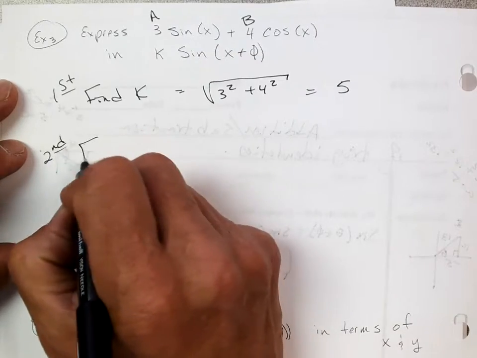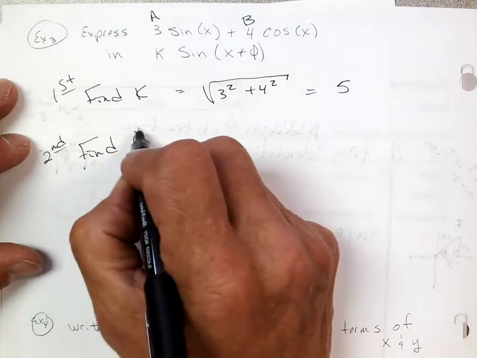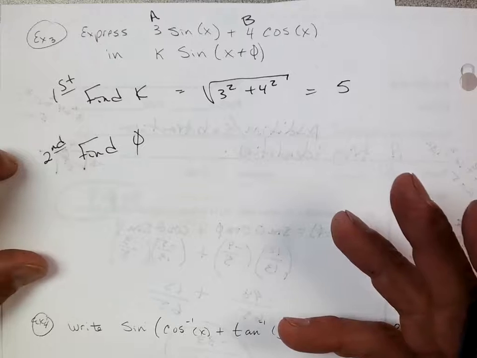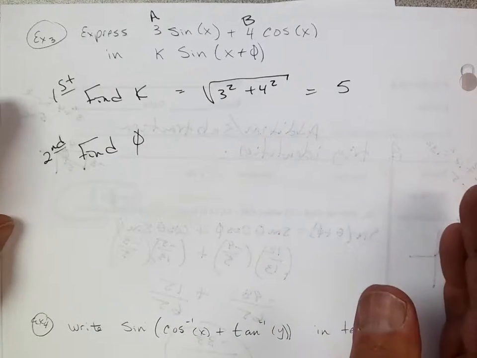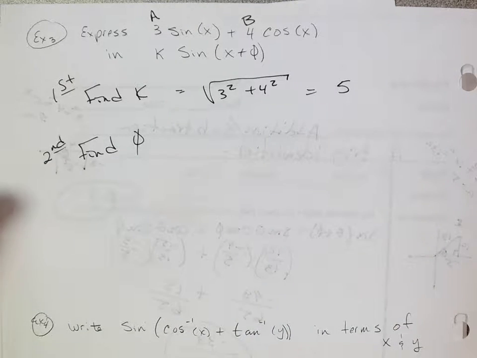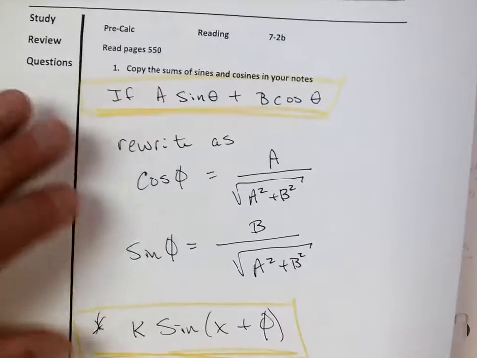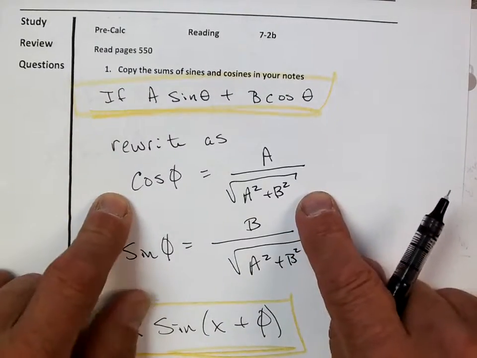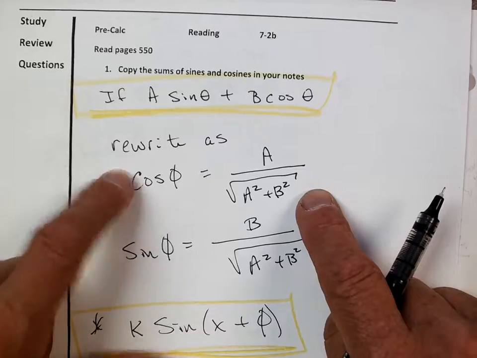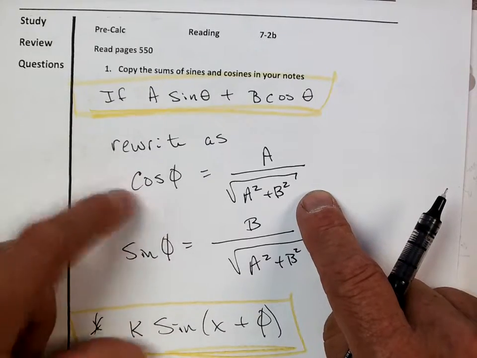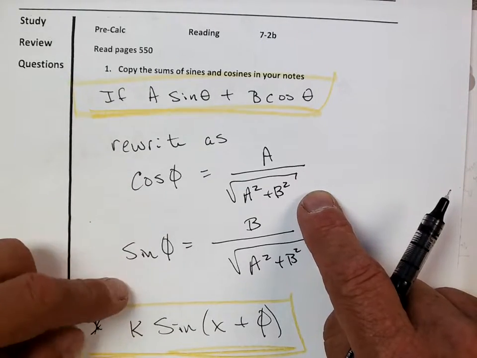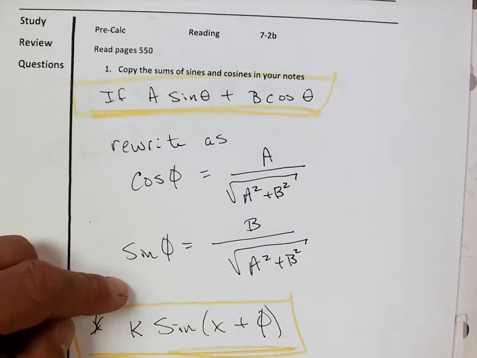The next thing we have to do is find phi. Now phi is an angle. Phi is an actual angle. We need to find the actual degree measure of phi, or the radian. So how do we find phi? We have two choices. We can either use the cosine or the sine. It does not matter. They're both going to give me the same answer. Lauren, which one do you like, the cosine or sine? It doesn't matter. Let's use cosine then.